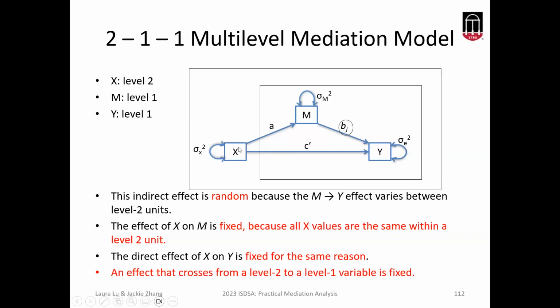Okay, so here we do not have random effects. This one is fixed. This one is fixed. But here could be random because M and Y are at level 1. So by looking at the different classrooms, we may have different B's. So B here is a random variable, but not A and C prime. These are fixed because X value is fixed within this group, the level 1 group.